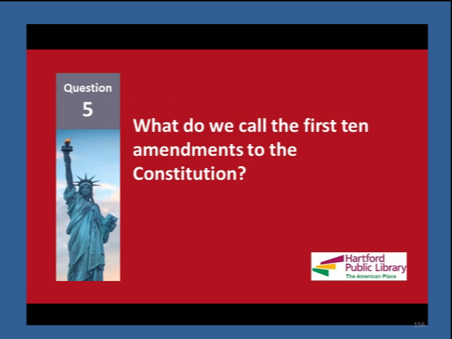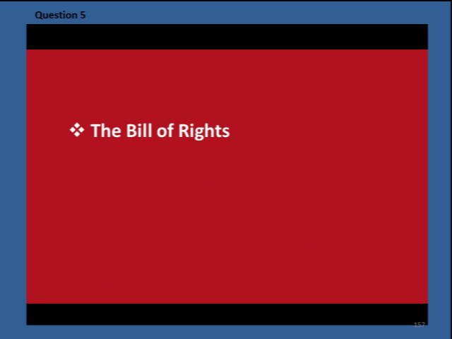Question 5. What do we call the first 10 amendments to the Constitution? The Bill of Rights. The first 10 amendments to the Constitution are called the Bill of Rights.